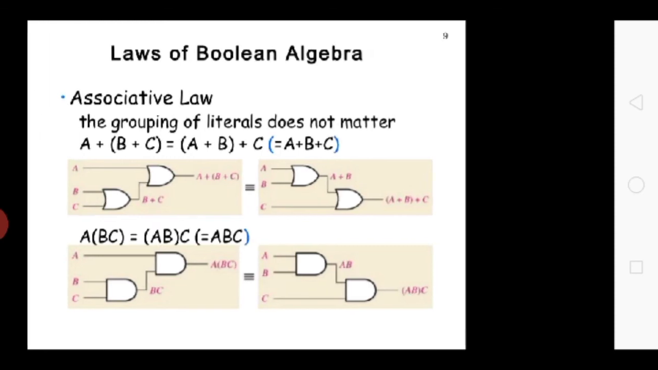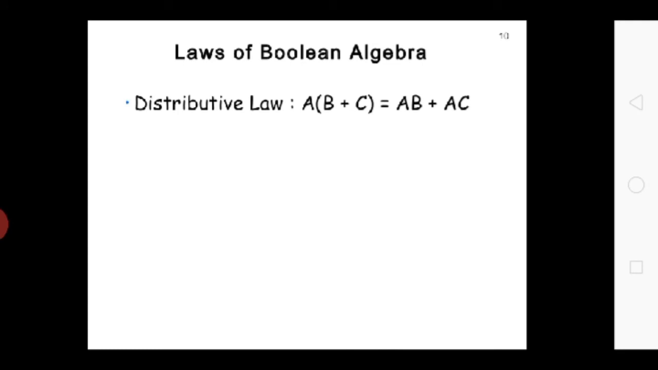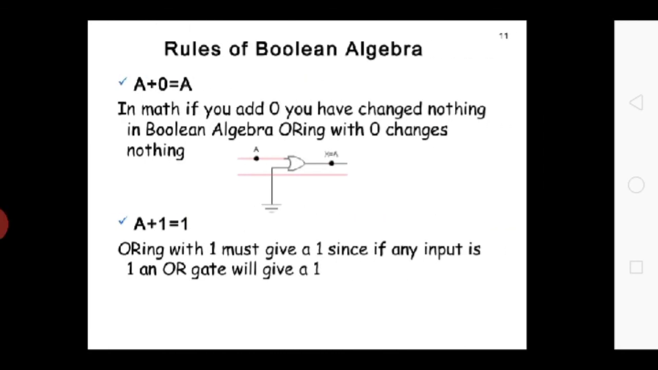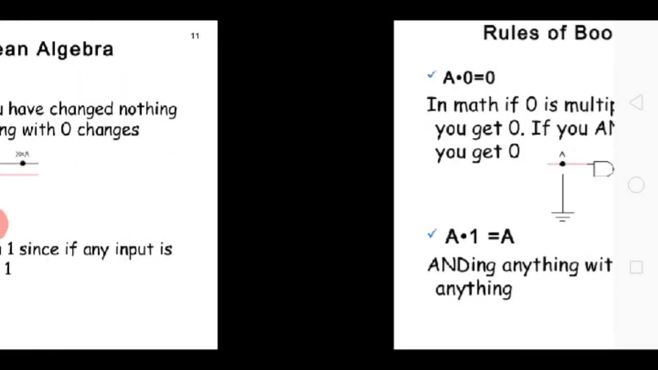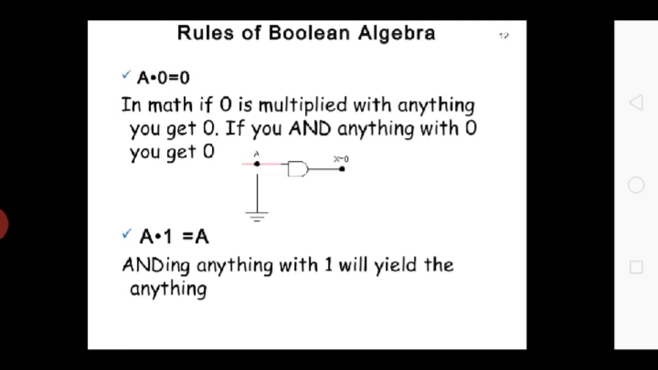It is one and the same. The distributive law states that I can distribute the number over the brackets, so a bracket b plus c bracket becomes ab plus ac. Now the properties of zeros and 1: a plus 0 is always equal to a in Boolean algebra, and a plus 1 is equal to 1. a into 0 is 0 and a into 1 is a.